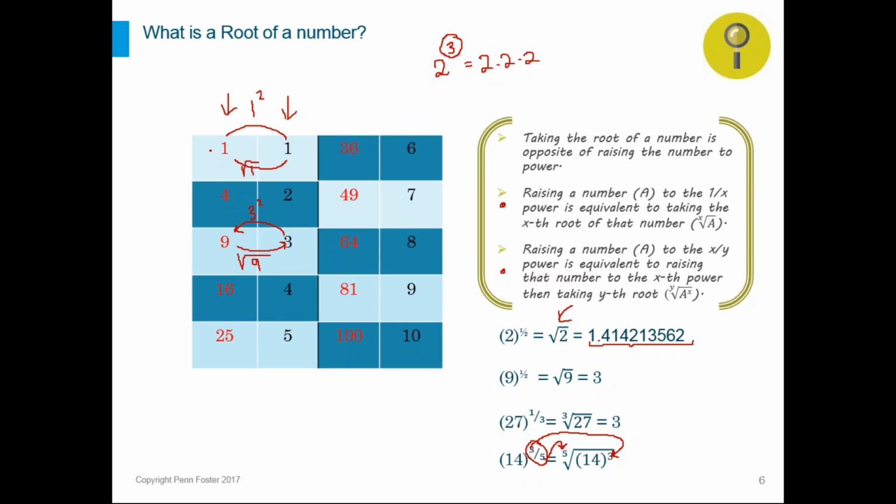1 is a perfect square because when you take the square root of 1, you have a whole number back, which is 1. 16 is a perfect square because if you take the square root of 16, you end up with a whole number 4. Now, 2 is not a perfect square because if you take the square root of 2, you will end up with a decimal answer. That list of perfect squares, we will use a lot when we simplify radical expressions or radicals. Any questions? Anything that was not clear?